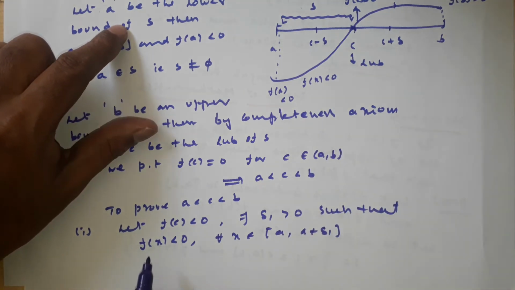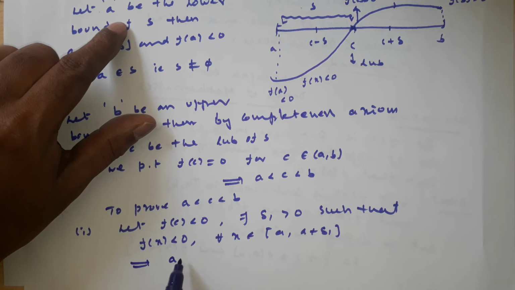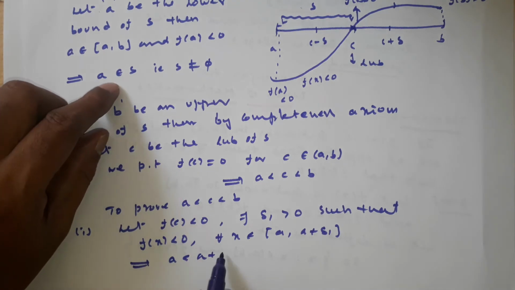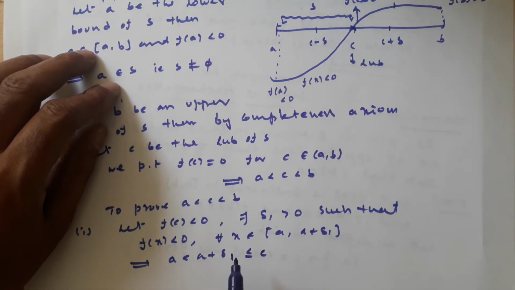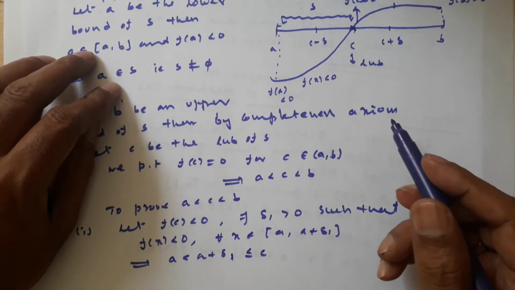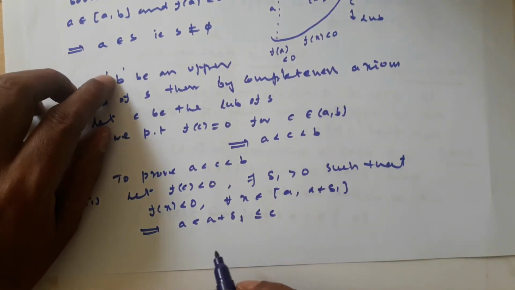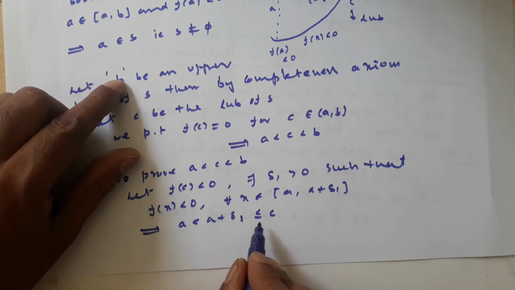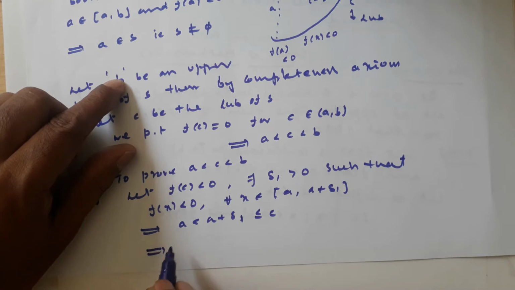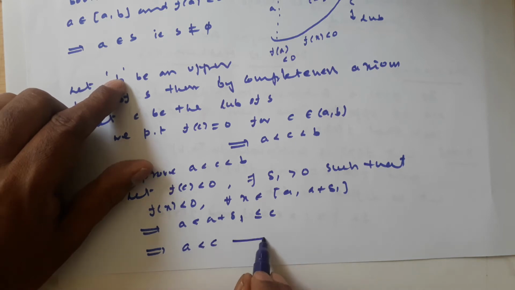This implies A is less than A plus delta 1, which is always less than or equal to C. That value is always less than or equal to C. Even by taking A is less than or equal to C, or particularly this value is less than or equal to C, automatically A is less than C. So take this as equation 1.